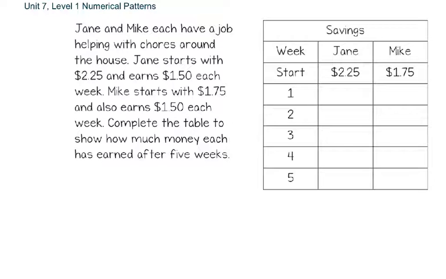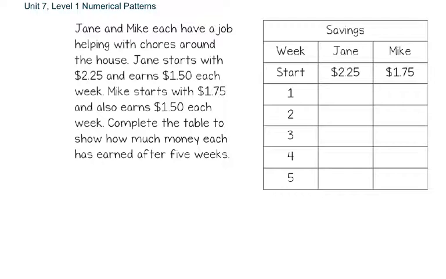Jane and Mike each have a job helping with chores around the house. Jane starts with $2.25 and earns $1.50 a week. Mike starts with $1.75 and also earns $1.50 each week. Complete the table to show how much money each has earned after 5 weeks.